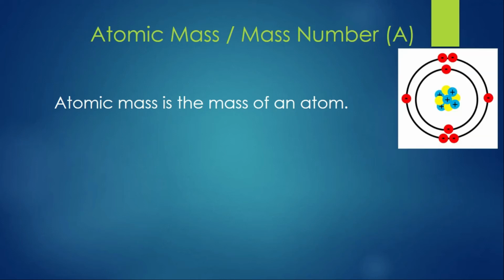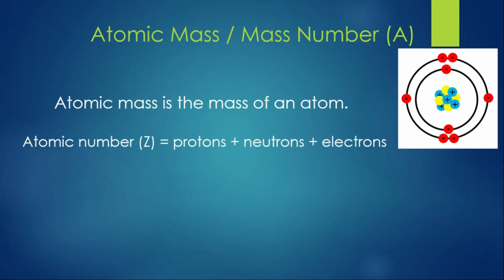Now, as we already know that atoms are made up of subatomic particles, we just find the total mass of these subatomic particles and call it the atomic mass. So in order to find the mass of an atom, we need to add the mass of all the protons to the mass of all the neutrons and the mass of all the electrons.